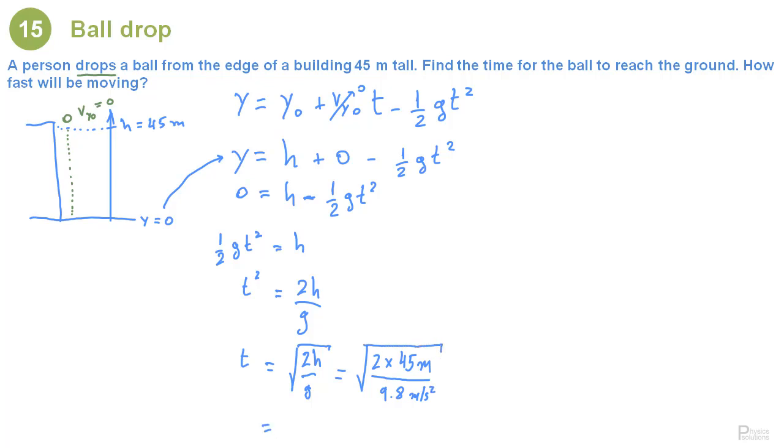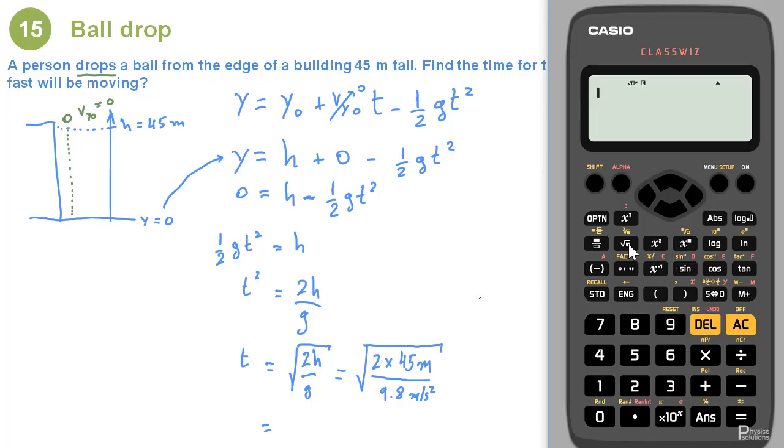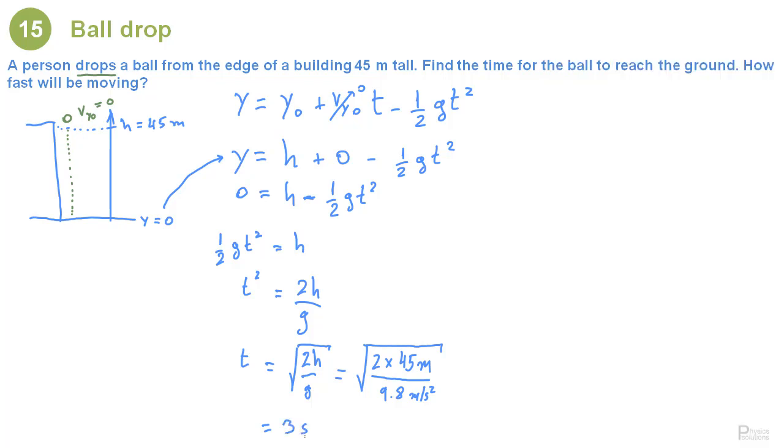We plug these numbers in the calculator. The square root of 2 times 45 divided by 9.8. Make sure that everything is under the square root. And this is 3.03, so basically 3 seconds. This is the time that it takes for an object, the ball in this case, to hit the ground when it's dropped, that means released, from an altitude of 45 meters.